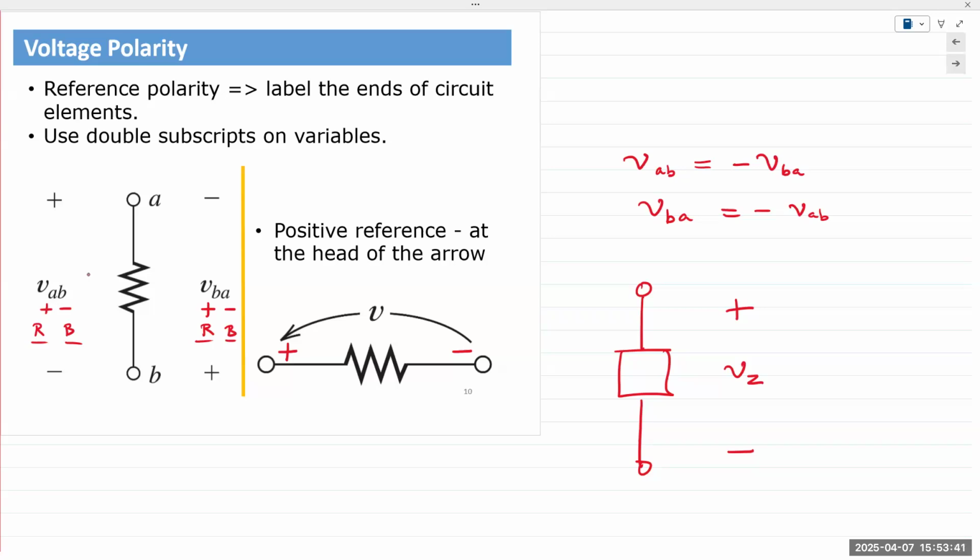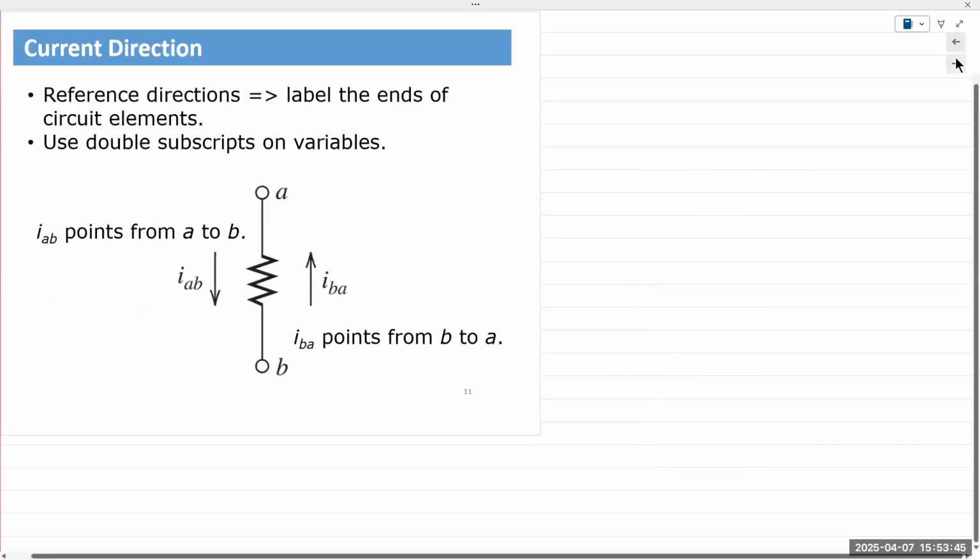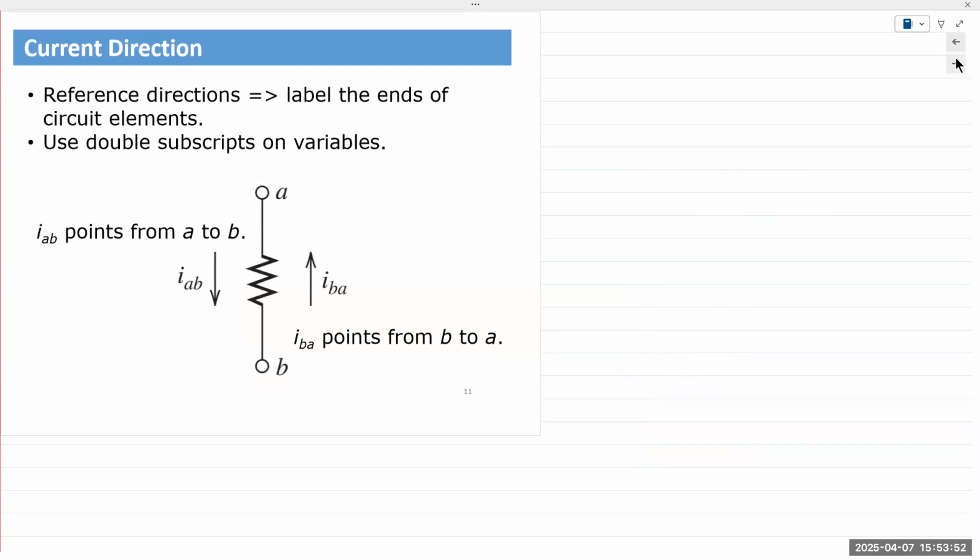All right, any questions? All right, current direction. Similar to voltage, if you have current IAB, it means current is flowing from A to B. If you're measuring on the meter, positive terminal goes to A and the negative goes to B.